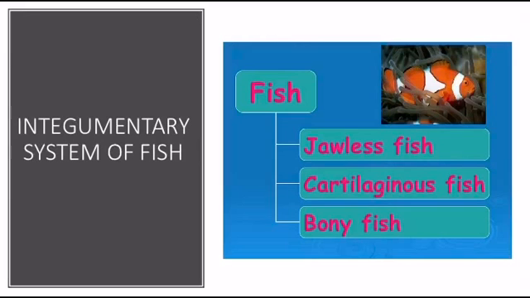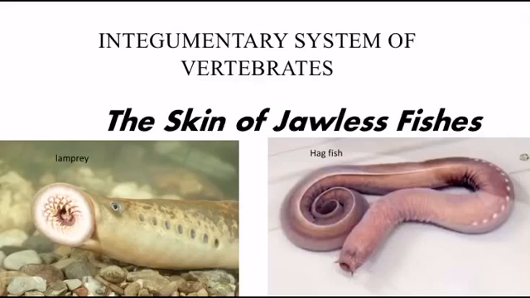Integumentary system of fish. Broadly, fish are classified into 3 groups: jawless fish, cartilaginous fish, and bony fish. And in this lecture, we will study the integumentary system of jawless fish, cartilaginous fish, and bony fish. This is a photo of a lamprey, and this is a photo of a hagfish, and both of these fishes are jawless fishes.